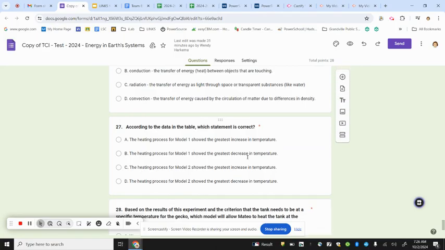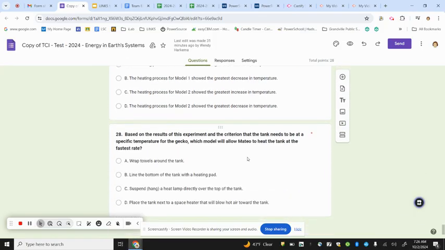Number 27, according to the data in the table, which statement is correct? A, the heating process for Model 1 showed the greatest increase in temperature. B, the heating process for Model 1 showed the greatest decrease in temperature. C, the heating process for Model 2 showed the greatest increase in temperature. Or D, the heating process for Model 2 showed the greatest decrease in temperature.